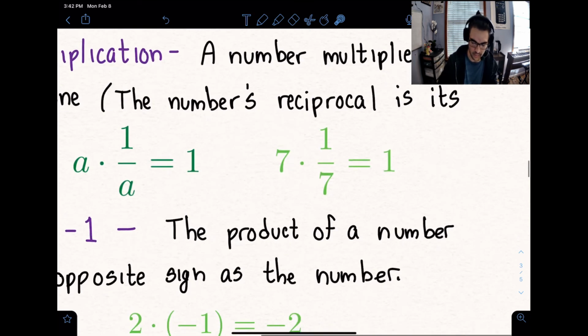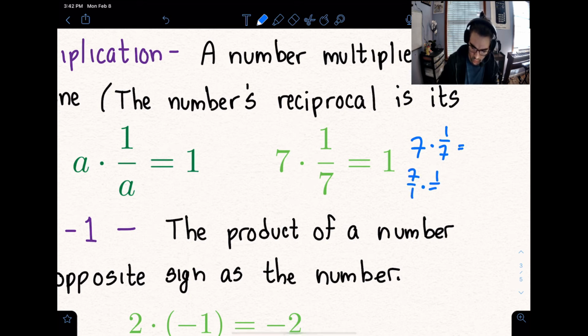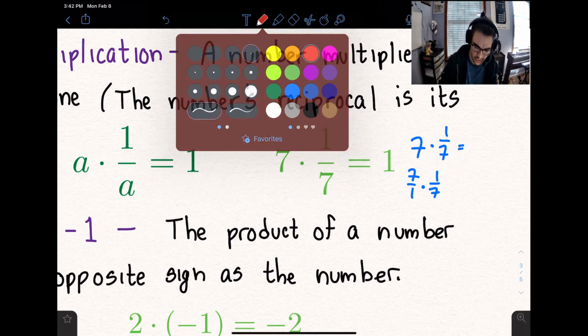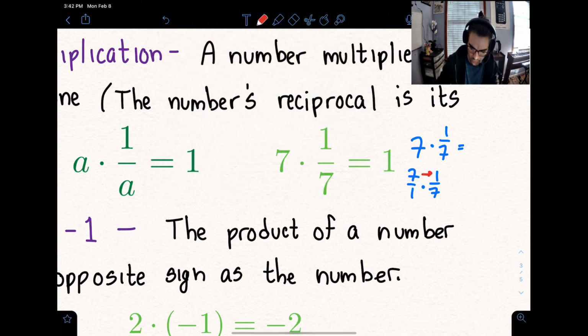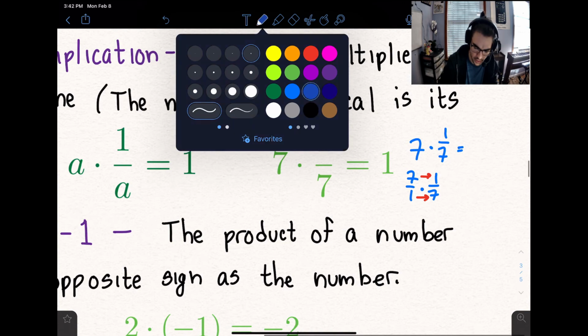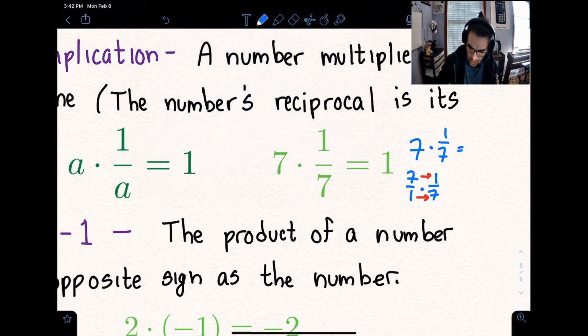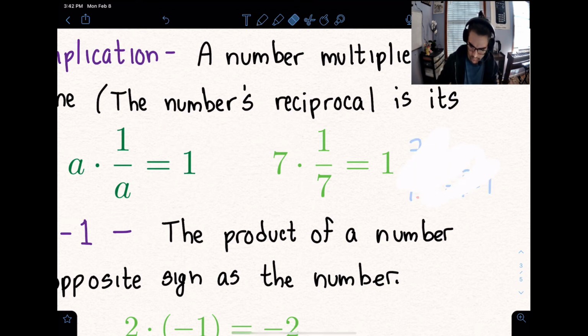And we can show that in a little more detail: 7 times 1 over 7 is equal to 7 over 1 times 1 over 7. Now we should have learned that when we multiply fractions, we just multiply numerator to numerator, denominator to denominator. And so this will give us 7 over 7, which we can see clearly is 1.